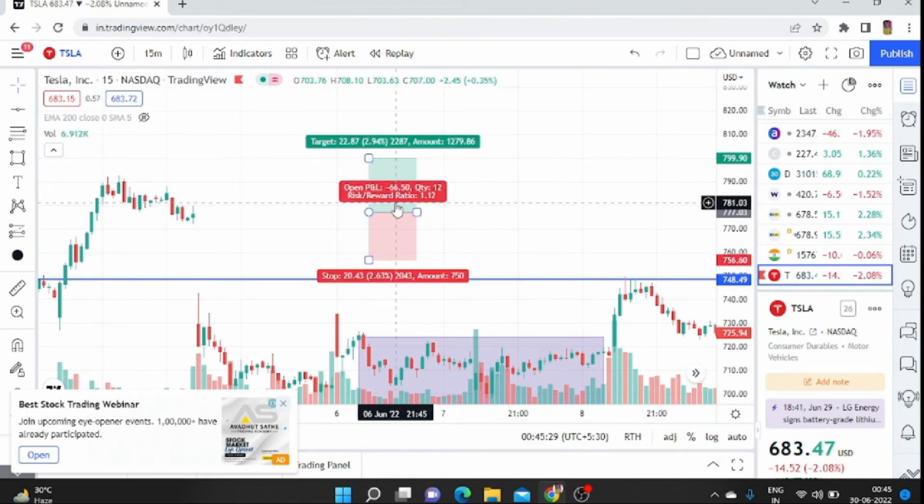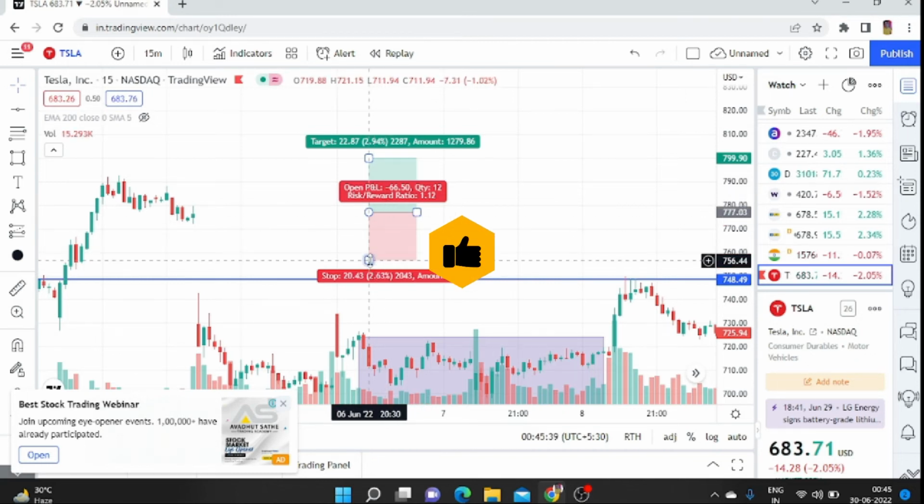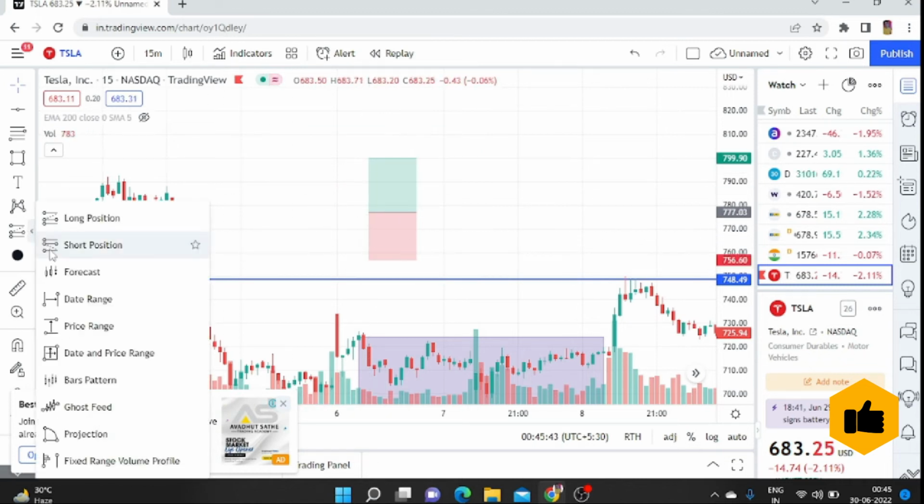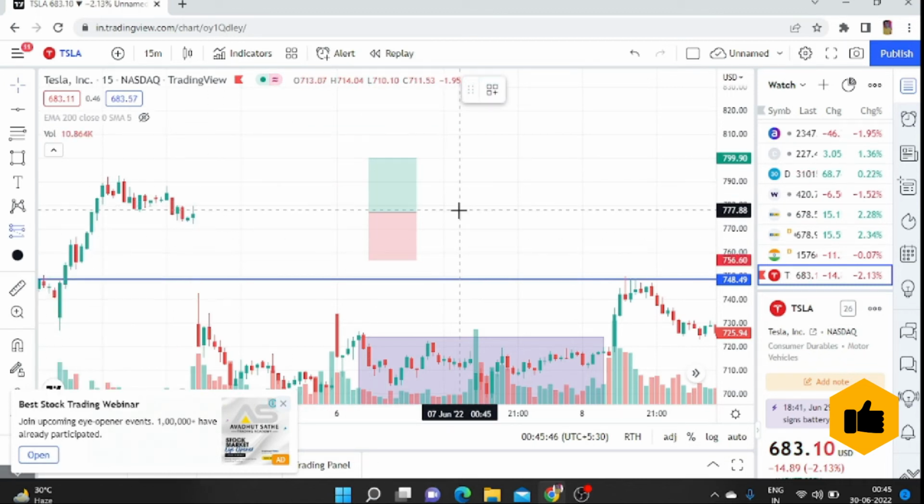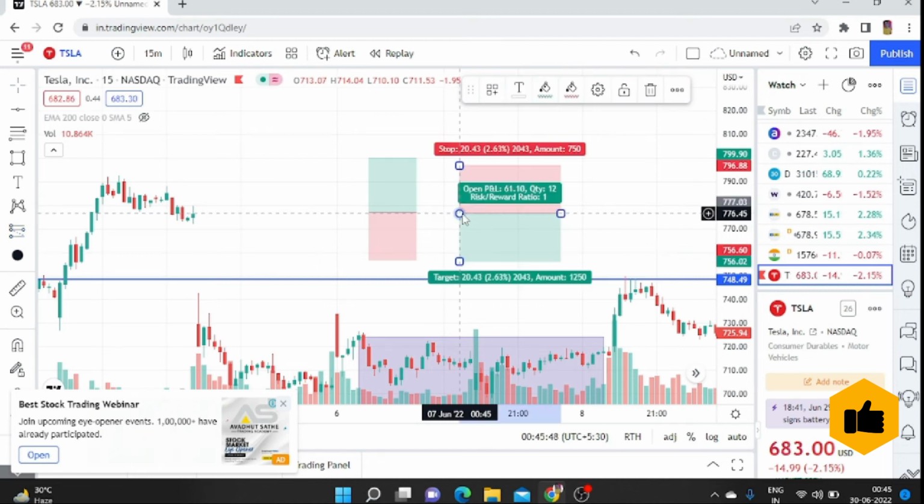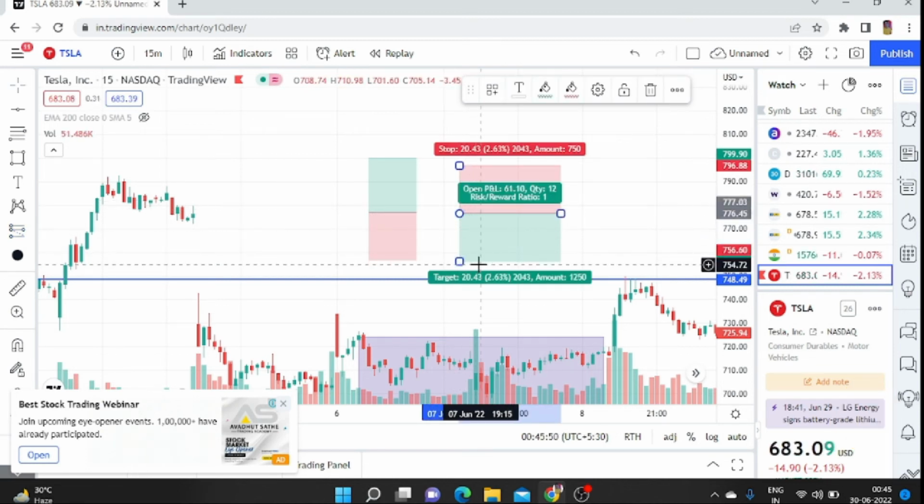So suppose I have taken a trade over here, my reward will be up to here, my risk will be up to here, and I need to place my stop loss at the end of this line, somewhere here. And for a short position, suppose I have shorted over here, then my reward will be up to here, my risk will be up to here, and I need to put my stop loss over here.